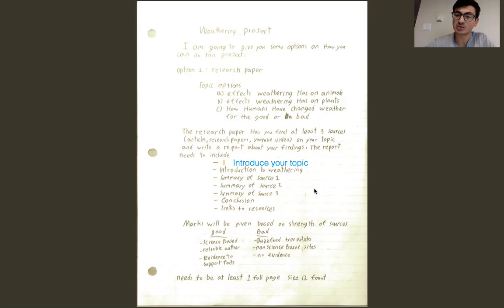Summarize your three sources, and write a conclusion about what the three sources are saying. You can put your own ideas in there as well. And then add links to your resources so I can see what resources you chose.